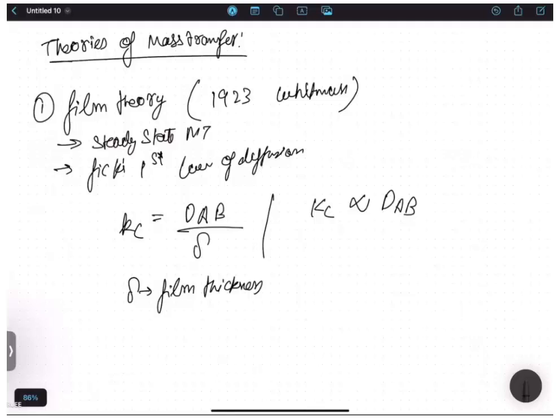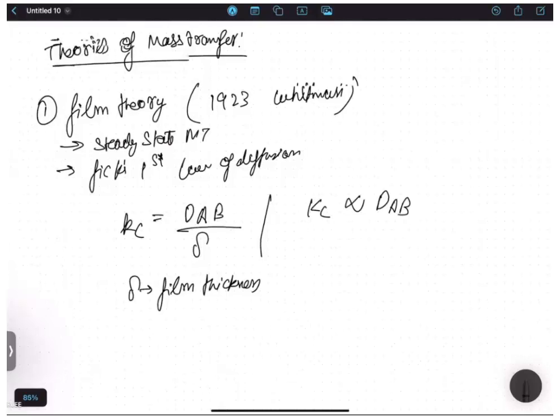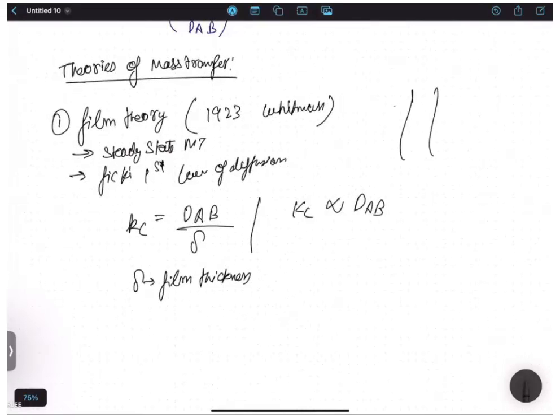Where delta is nothing but your film thickness. Like this. What is the takeaway? Suppose you have this thing happening. This is one concentration and this is another concentration. We will be doing this in the two film theory, and let this be thickness delta.